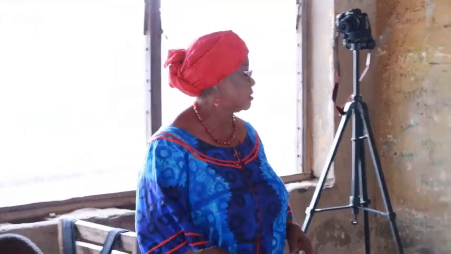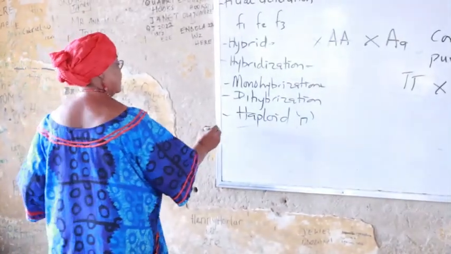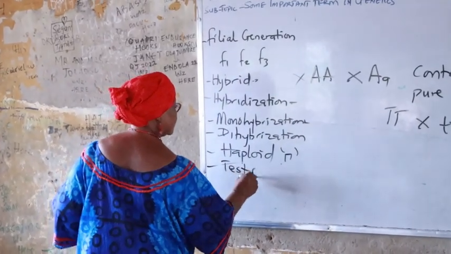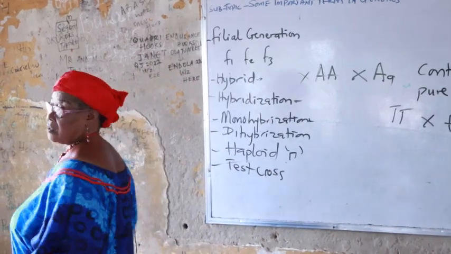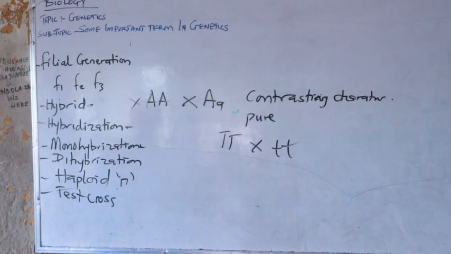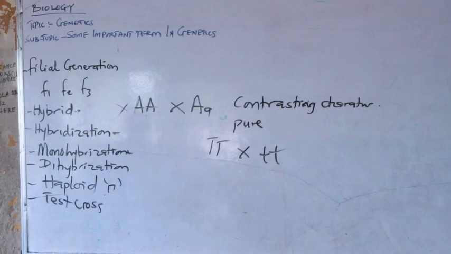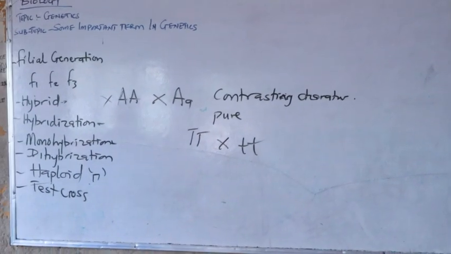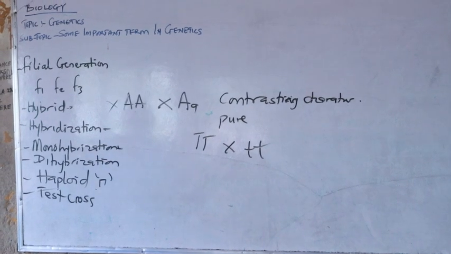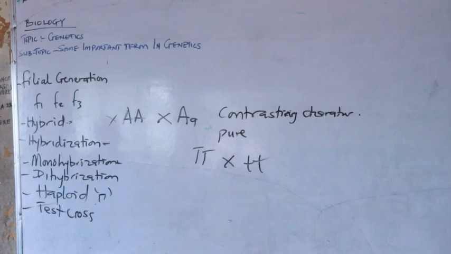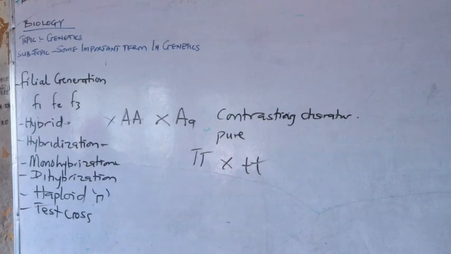Other one is test cross. This is a crossing of an organism with a homozygous recessive organism.